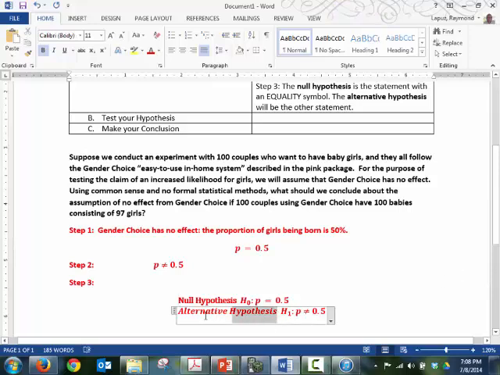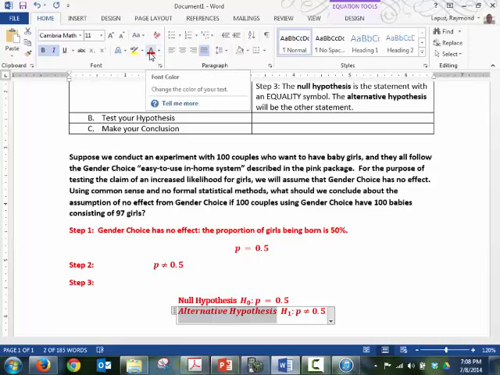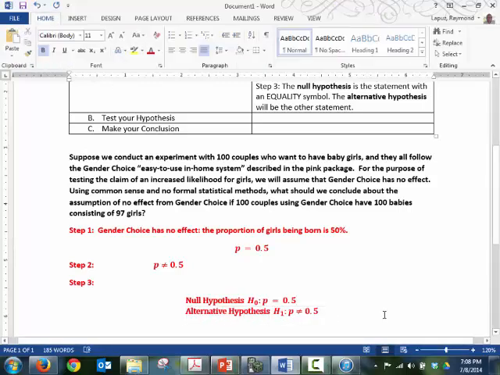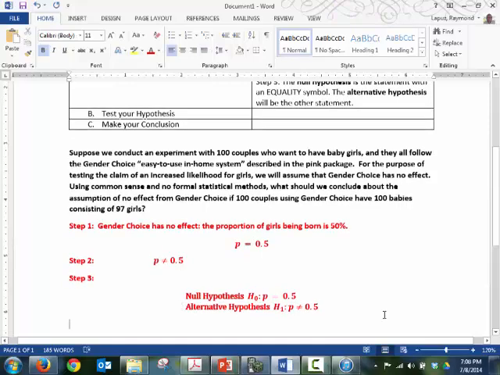And so your null hypothesis has a condition of equality. Your alternative hypothesis will be the other statement that was brought up. And we'll label them H sub 0 and H sub 1. Is that good so far? So that is the first big step, to make your hypothesis. All right?